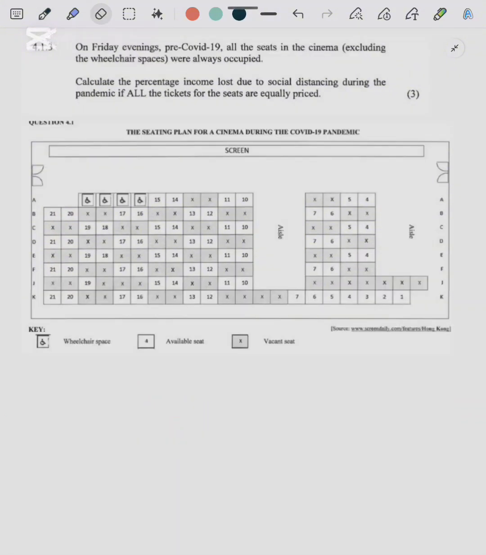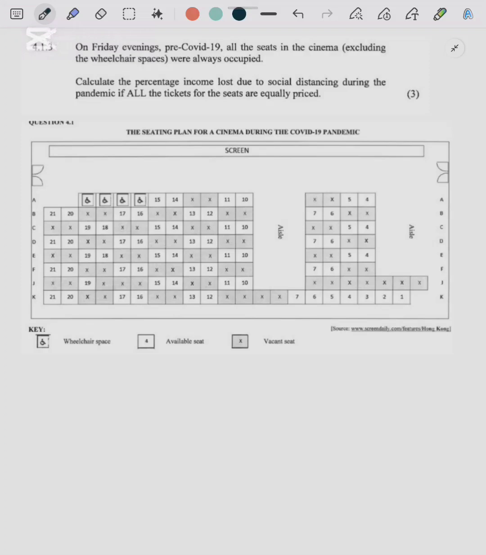Alright, and then our last question here for the sub-question. We've got: on Friday evenings pre-COVID, all the seats in the cinema, excluding the wheelchair spaces, were occupied. Calculate the percentage of income lost due to social distancing during the pandemic if all the tickets for the seats are equally priced. Okay, so the idea here is we need to know how many seats are vacant, and what is that as a percentage of the total seats in the cinema. And they do tell us to exclude the wheelchair spaces, so we don't have to worry about those.